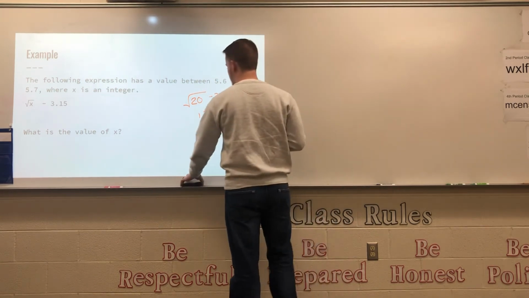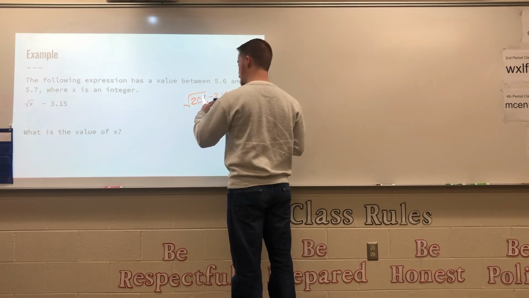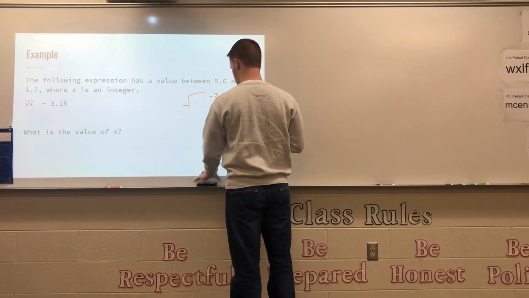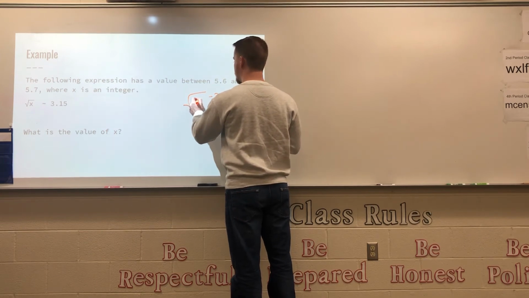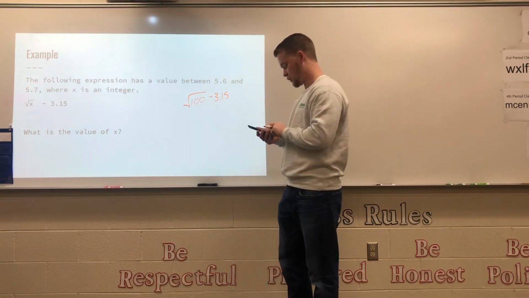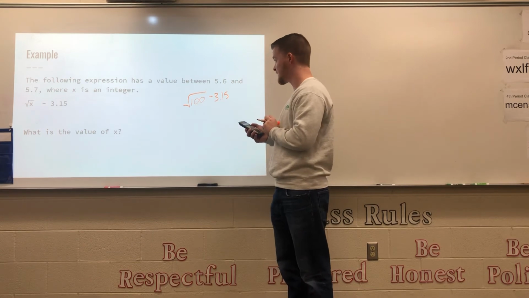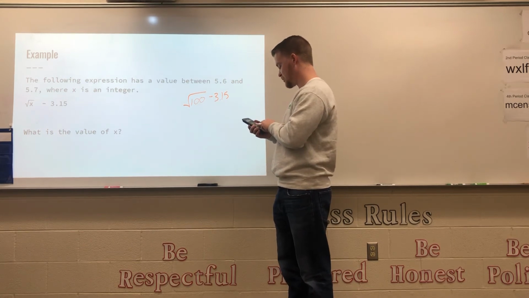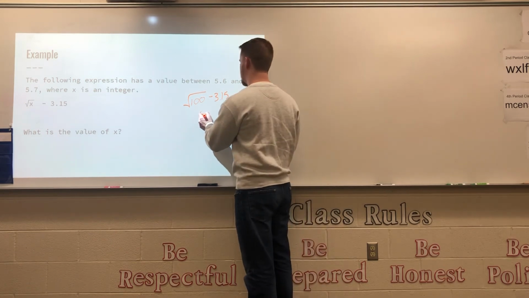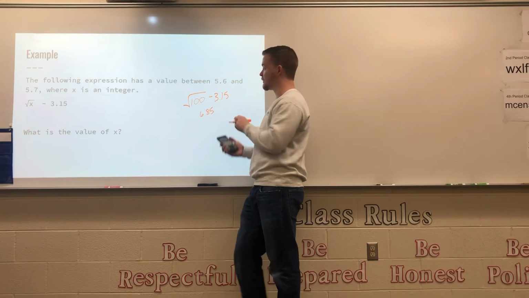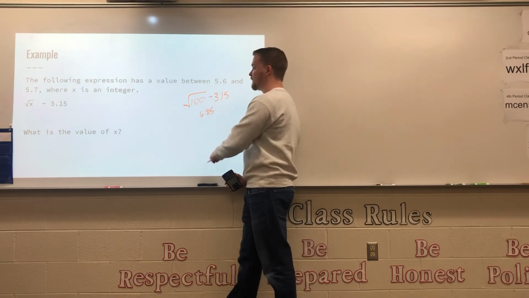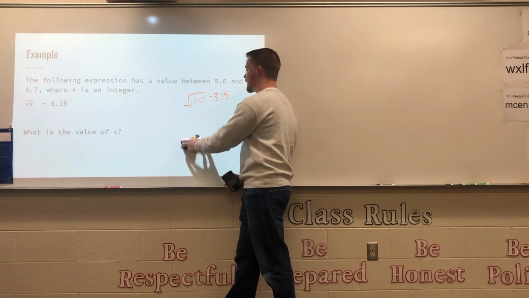So let's try 100. If I plug in 100, the square root of 100 is 10. Then I subtract 3.5, and that is 6.5. So we're getting closer. That one's too high now. We need it to be between 5.6 and 5.7, so let's go down a little bit.